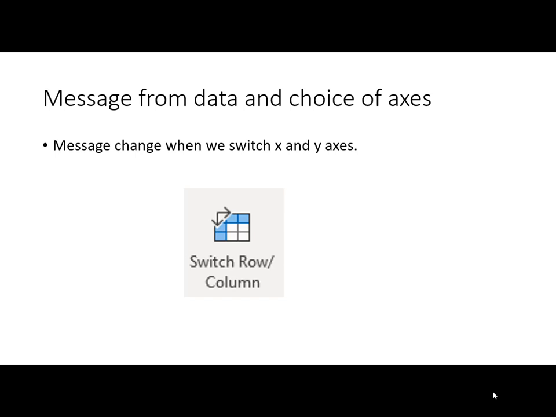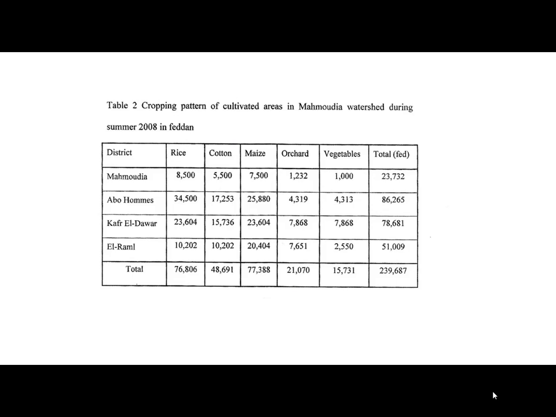The next item is message from data and choice of axis. With every choice of x and y axis you make, you send a special message, and there is an option in Excel that allows you to switch row and column. Like you can see, this is the cropping pattern of cultivated area in Mahmoudiyya watershed, summer 2018, in feddans. Of course, the example is extracted from irrigation engineering.